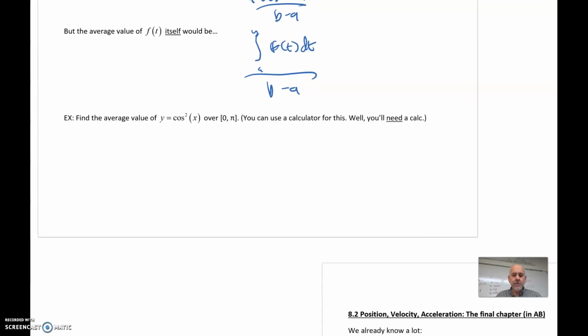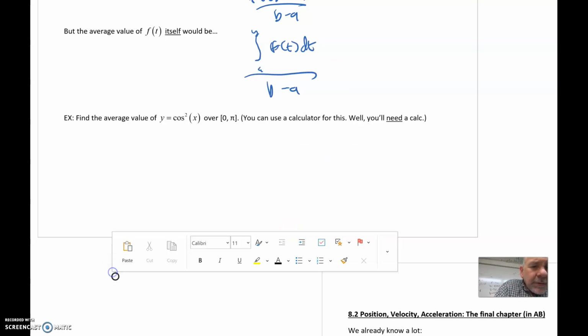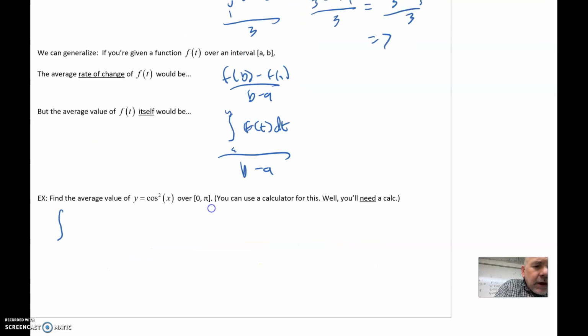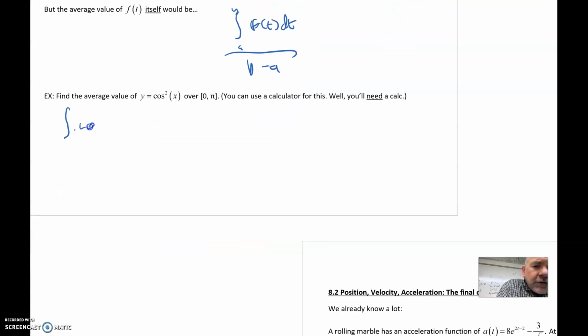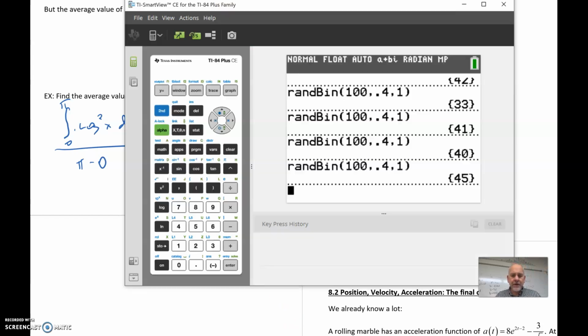Okay, so I'm going to get my calculator going, and while I'm doing that, this is going to be the integral of cosine squared x dx from 0 to pi, and then divided by pi minus 0. And so that's 1 over pi times that integral. So now I'm going to do that on my calculator.